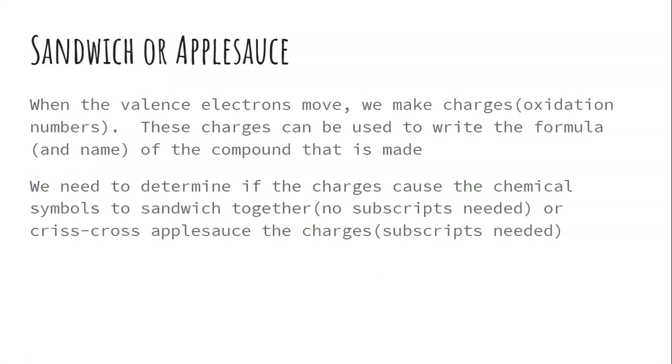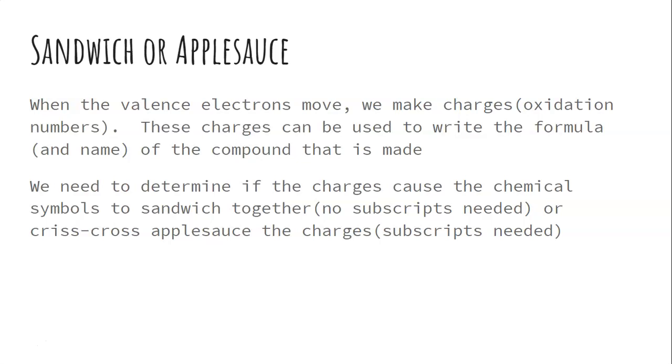So like I said, when these electrons move, we make charges or oxidation numbers. These charges can be used to write our formula and the name, which we're going to talk about later, as the compound is made. So to determine this, we're going to do a crisscross method, which we can say, are we going to sandwich, which means we don't need subscripts, or crisscross applesauce, because we're going to need subscripts. You don't need subscripts if your numbers match.